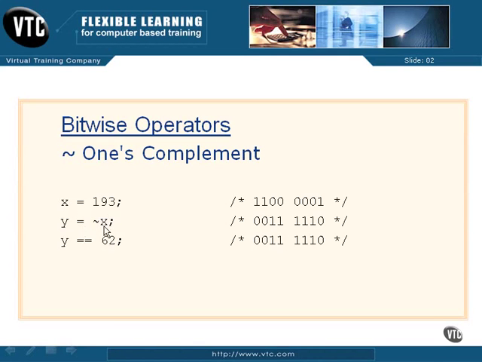Y is equal to the ones complement of X. X is 193. There's our bit pattern. And here is Y equal to 62 at the end, because the ones complement of X is all bits flipped. 0011 instead of 1100, and here 0001 turns into 1110. And so that is our result. The ones complement of 193 is 62, flipping all the bits.